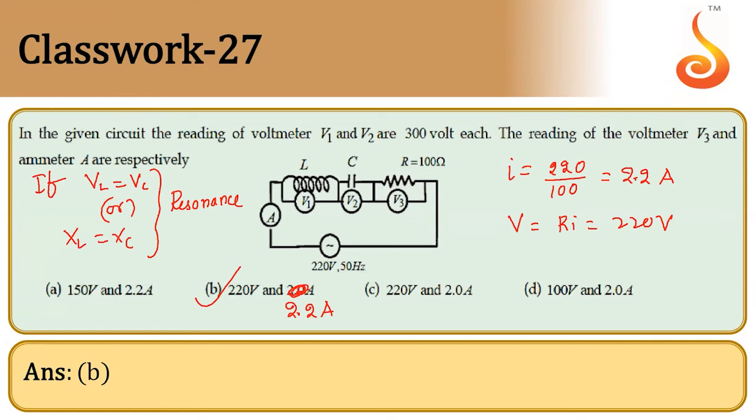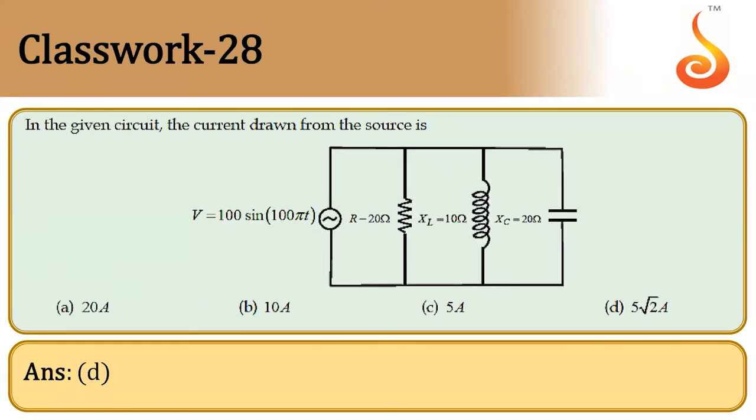Yes, children. In the given circuit, the current drawn from the source is? Here, to find the current drawn from the source, see here. R equals 20 ohm, XL equals 10 and XC equals something. First find the current in each branch, say I1, I2 and I3. So what is I1, children? I1 equals the RMS value. Simply, if they ask you current, you take the RMS value. Or else you can also calculate the peak value. One minute.